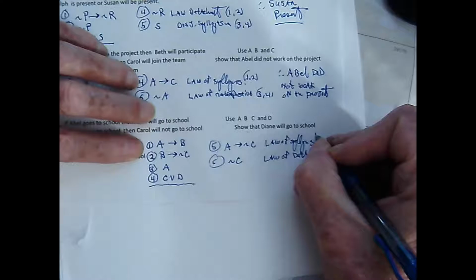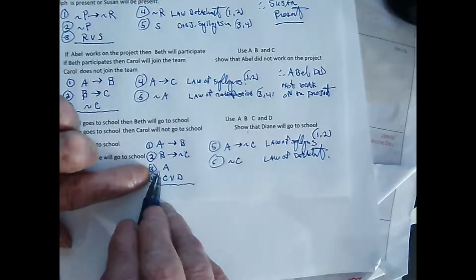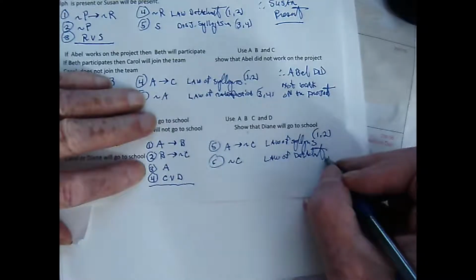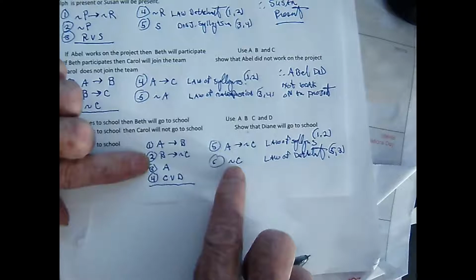Where did I use the law of detachment? I was looking at if A, then not C. If we have A, therefore we have not C. That was statement 5 and 3. If you look at statement 5 and statement 3, if A, then not C, we have A, therefore we have not C. Yep, that's the law of detachment.